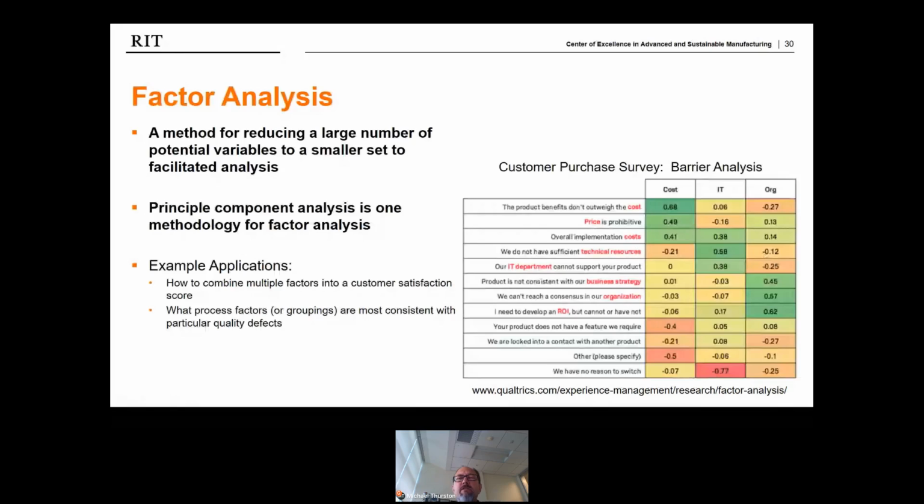Other applications of factor analysis include using survey data to come up with a means of combining factors into a single customer satisfaction score, or, for example, estimating the strength of different process factors and predicting defects. Many different applications. This particular example comes from Qualtrics, which is a powerful surveying tool and includes a lot of its own statistical data analysis capabilities.